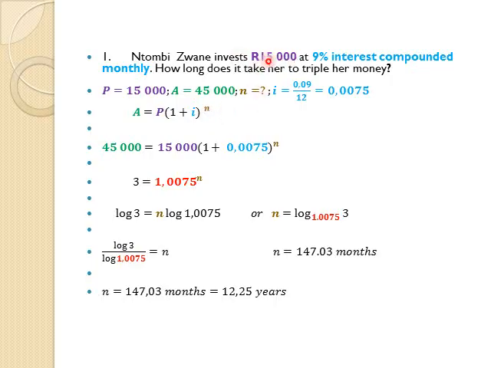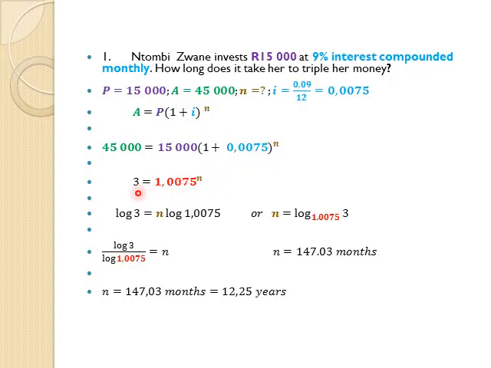Take note, it's a once-off investment, it's not a regular payment. So A is 45, P is 15, i is 0.0075, to the power n. So we substitute the values. There is 15,000 times that, so to get rid of it, 45 divided by 15 would give me 3. 1 plus 0.0075 to the power n.